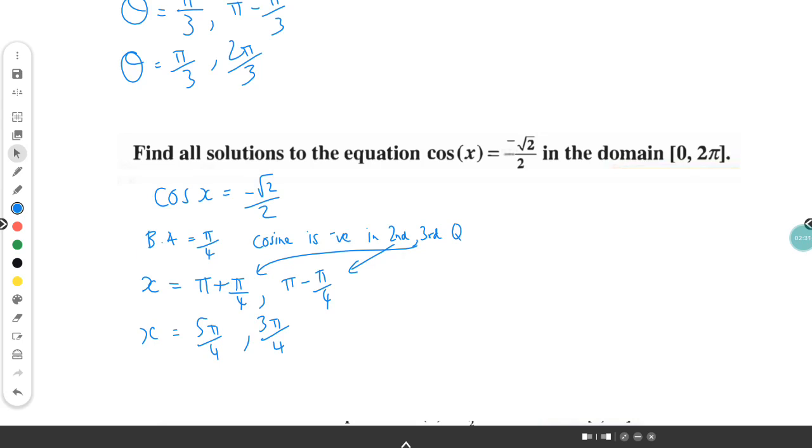Identify basic angle from reading off the table. Identifying what quadrants I'm dealing with. And then adding and subtracting based on the little rules up the top. You don't even have to look at those rules after a while, you just remember them. So there we are. Any questions about the second example, Matthew?